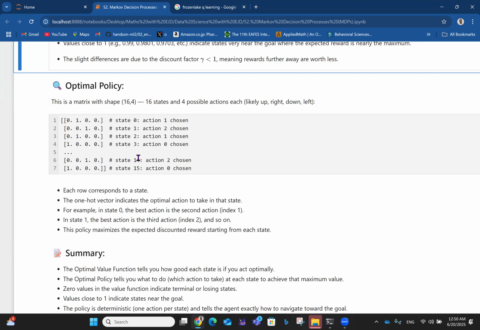In state 14, which is technically 15, action 2 is chosen. So wherever you see 1, that's the action that is chosen. Each row corresponds to a state. The one-hot vector indicates the optimal action to take in that state. So the optimal action to take in this state is 0, 1, 0, 0. That means, for example, in state 0, the best action is the second action, index 1. That's action 1 based on Python numbering. So this policy maximizes the expected discounted reward starting from each state.